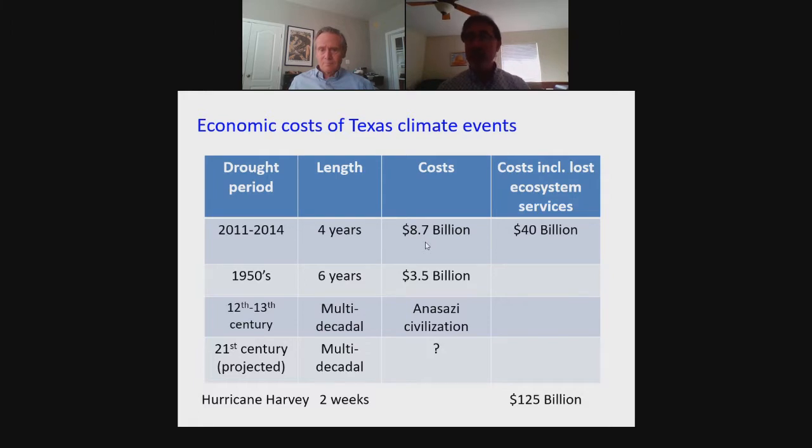Should we wait until it's bad and on top of us? Or what will be the cost if we acted now to try to mitigate and adapt to these changes versus waiting until they happen? In other words, what's the cost of acting now versus what's the cost of taking no action and waiting for these worst case scenarios to occur?